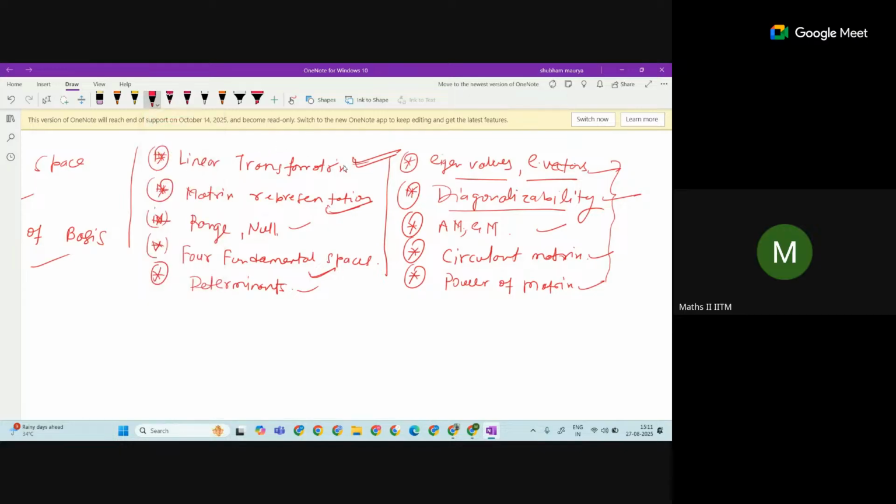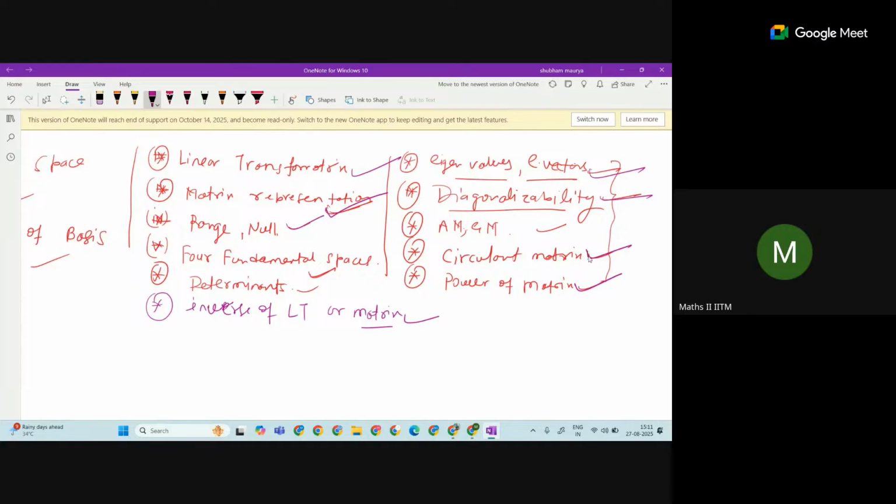Questions may come from these topics, like linear transformation and matrix representation, and surely range and null space. If you want, we can also include the inverse of a linear transformation or matrix. Surely eigenvalue, diagonalizability, and at least the power. Circulant matrices are anyhow important.